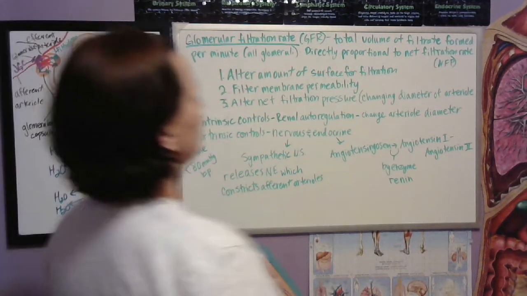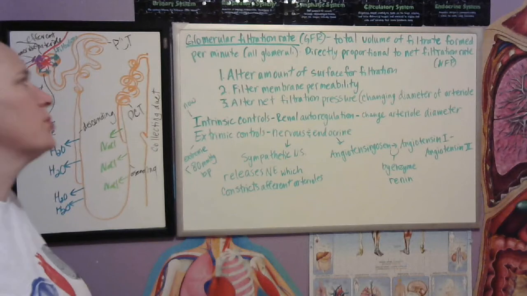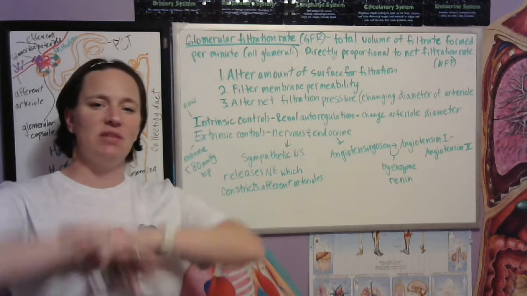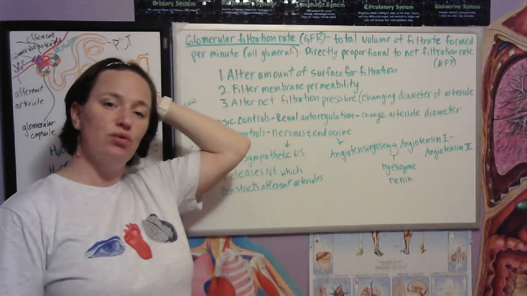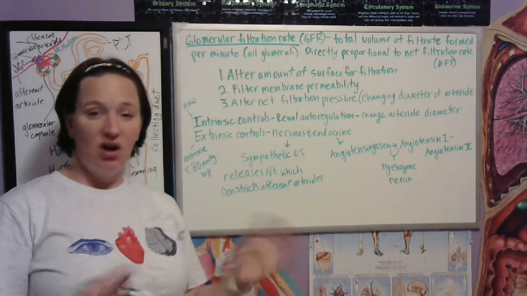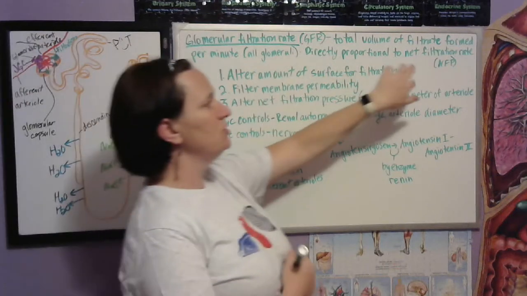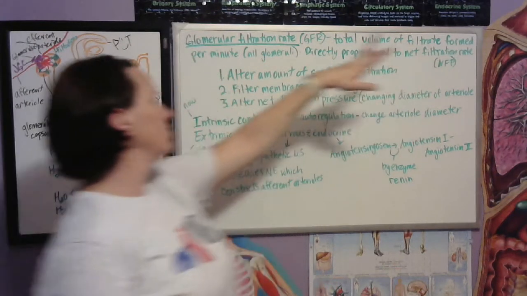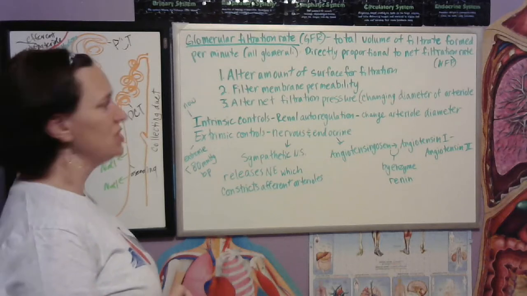The glomerular filtration rate is the total volume of filtrate formed per minute, but per minute we're talking about all of the glomeruli. Glomeruli is plural for glomerulus, so we're looking at the total filtration rate of all the glomeruli per minute. It's directly proportional to the net filtration rate. So these are three things that can change the filtration rate.